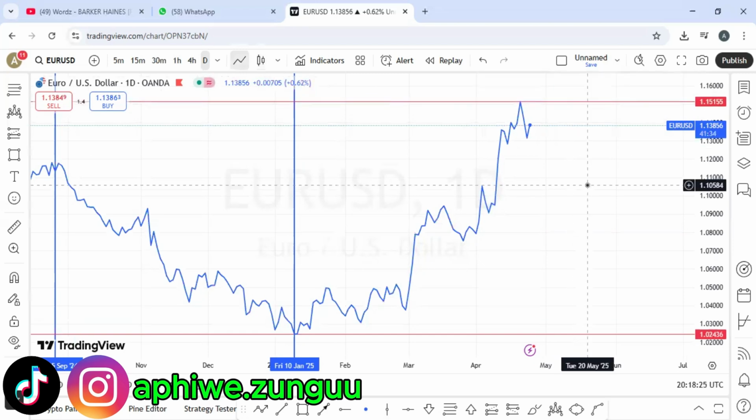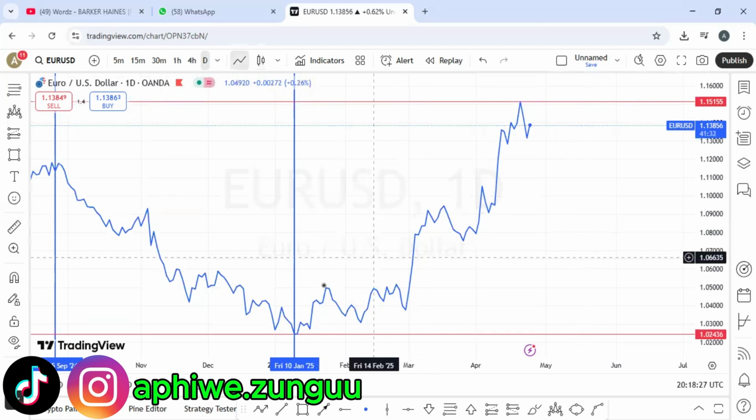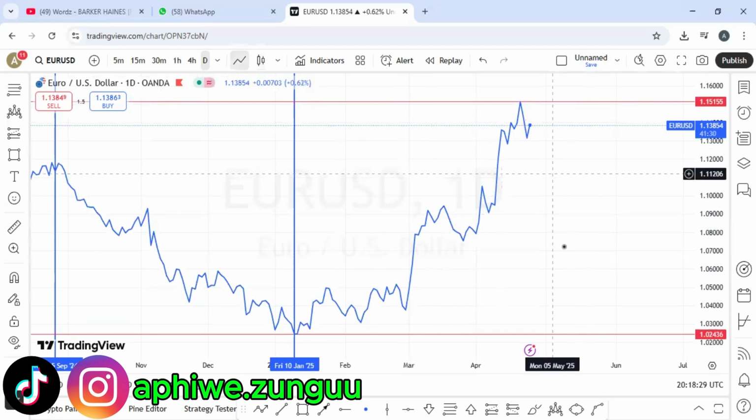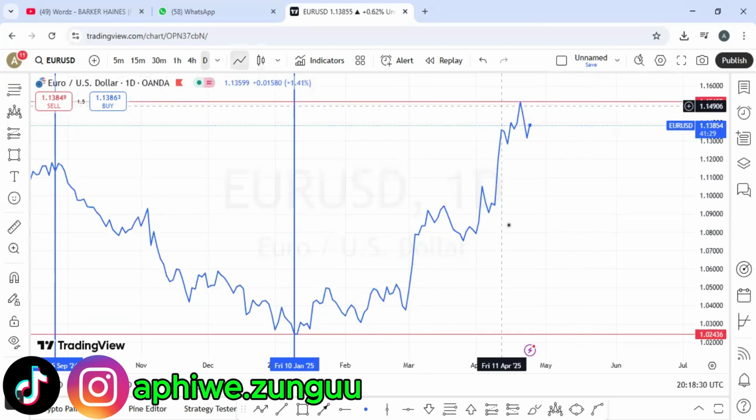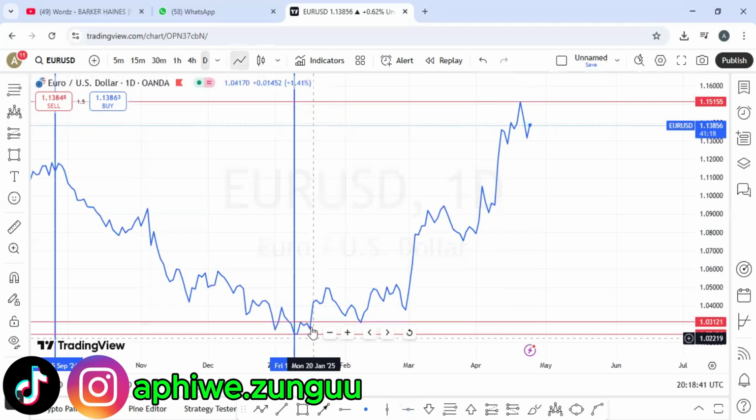I'm trying to buy and sell in between these two zones and still be profitable. That's what I'm trying to do. I'm trying to trap the market. You know, I'm trying to buy low and sell high. As you can see right here, the market created a high, and then from there created a low.